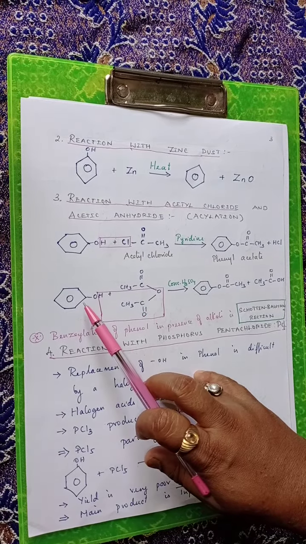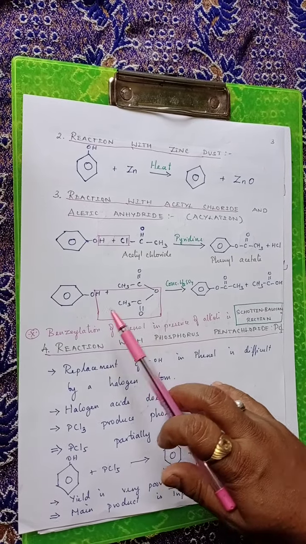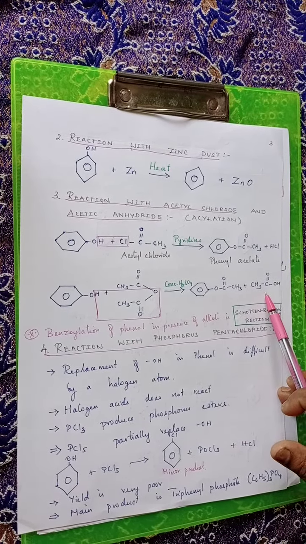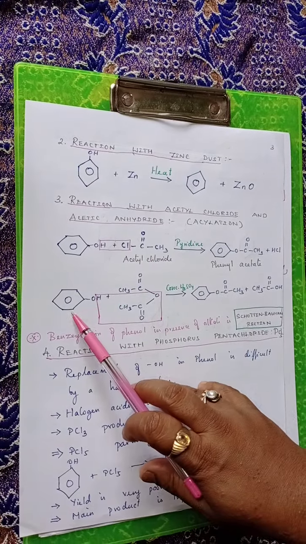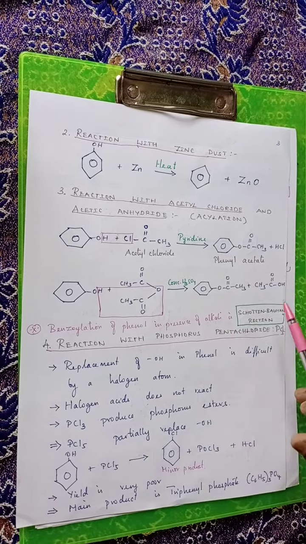So when this reacts with phenol, the H reacts with one of the acidic groups and forms acetic acid, and the other one reacts with the benzene ring and forms phenyl acetate. So two different products you will get, that's it.